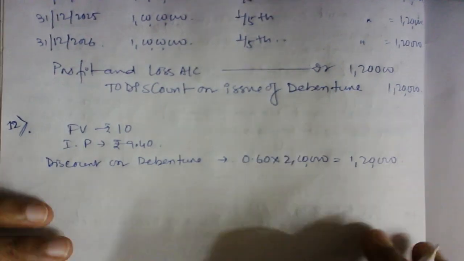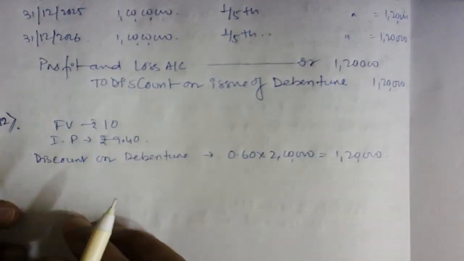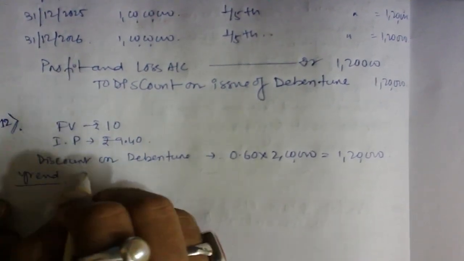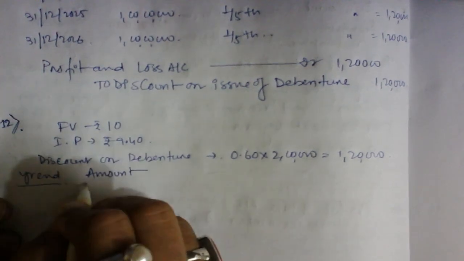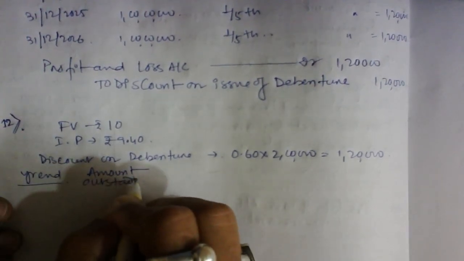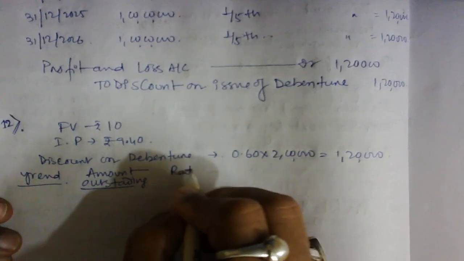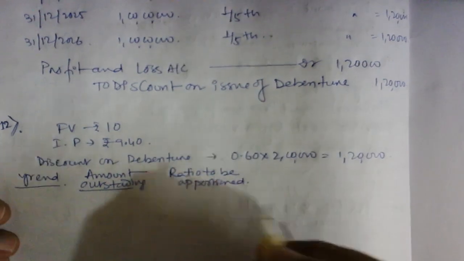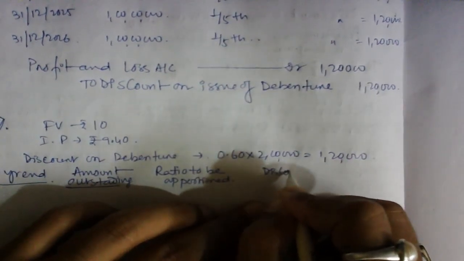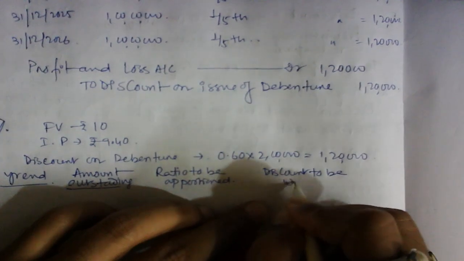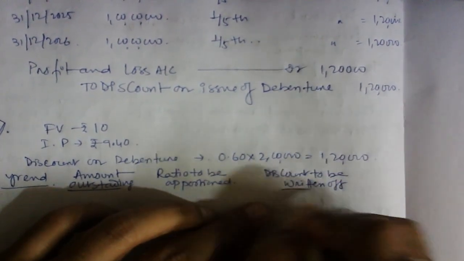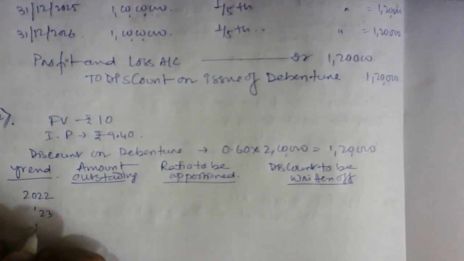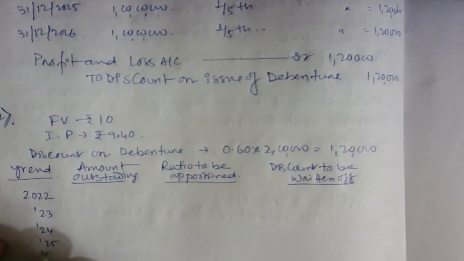What we need to do right now, let's see. Sir, discount we know that. Let's try to understand first. You can write your year end, amount outstanding, or you can write a ratio to be apportioned. You can write discount to be written off. Year end 2022, 23, 24, 25, 26.